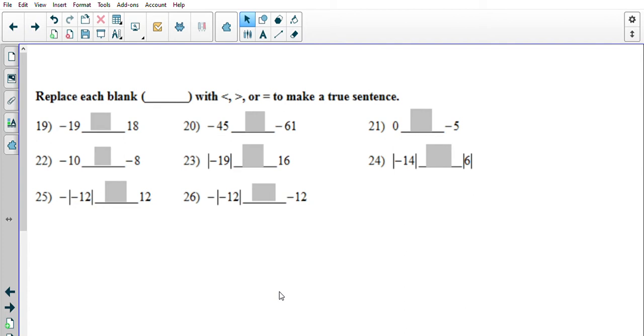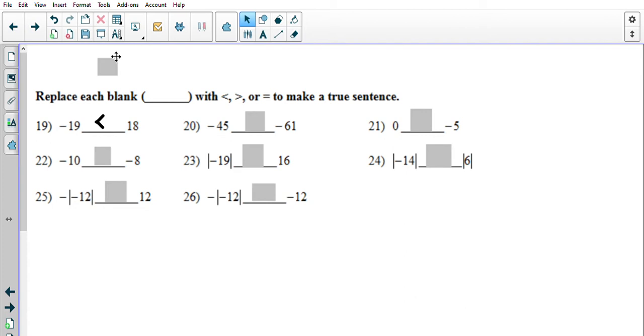So negative 19 and 18. Negative 19 is certainly less than 18. So we've got our less than symbol. The most important part here is recognizing your inequality symbols, which you need to know. If you're in my classroom, there is a poster on the wall that has the inequality symbols on it. Usually I try to remember to cover it before a test or a quiz. Sometimes I forget though, so look around for it when you're in the room.